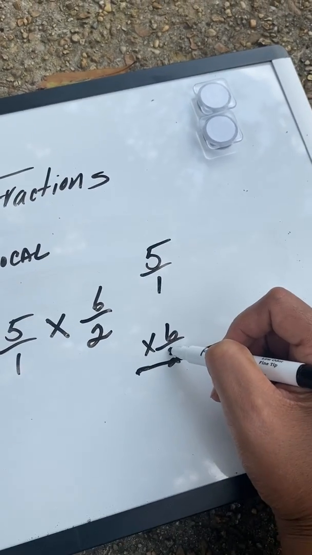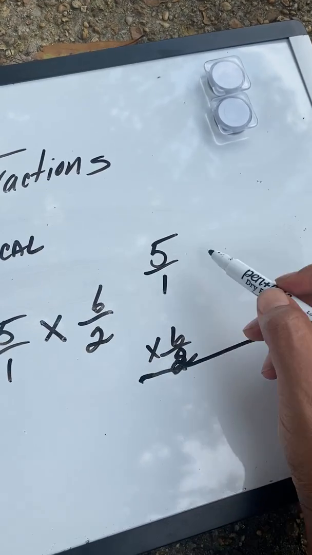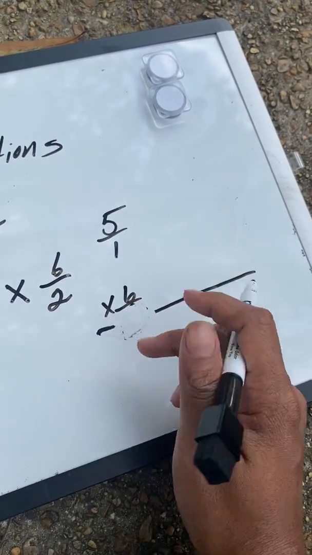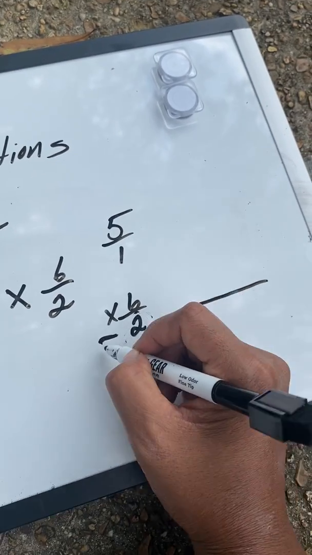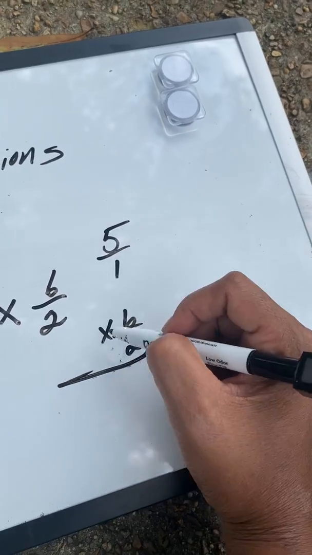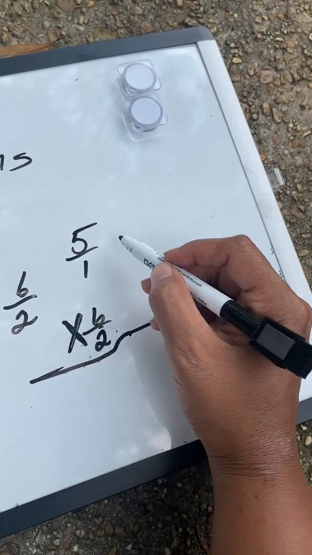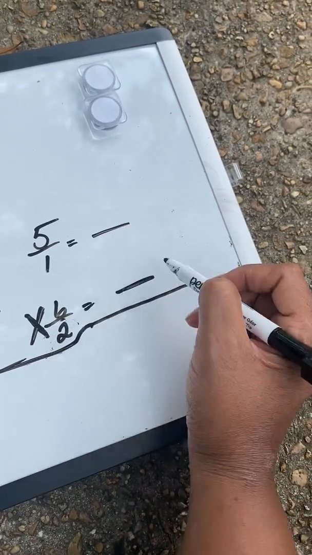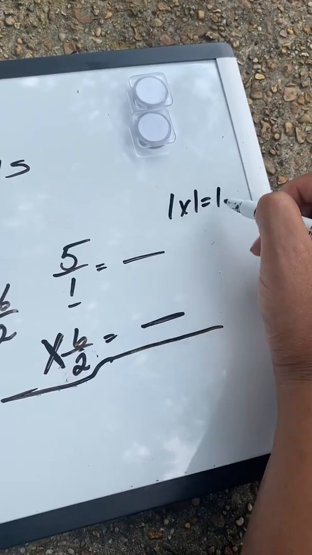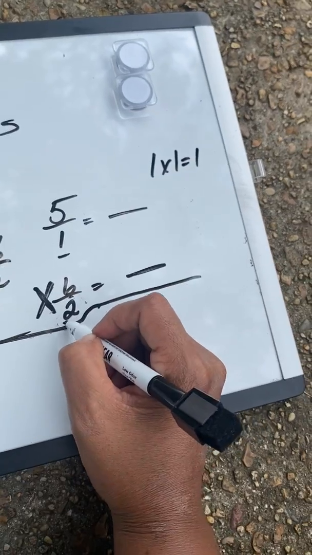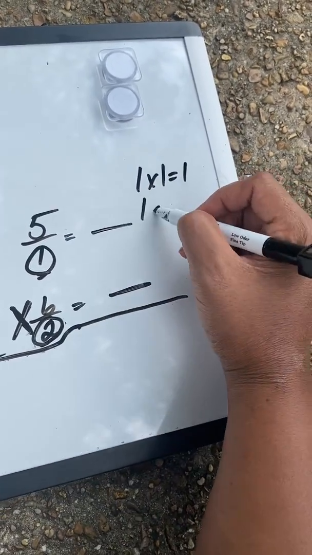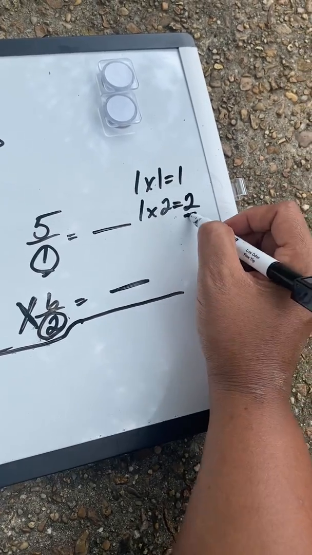Okay, 6 over 2. All right, that's a 2, guys. Let me make it look better. 6 over 2. All right, now you need the least common multiple. Remember, we just got through multiplying, so it's the same concept. 1 is the least common multiple here, so 1 times 1 is 1. All I have to do is make it to 2. 1 times 2 is 2. I've made it to 2.